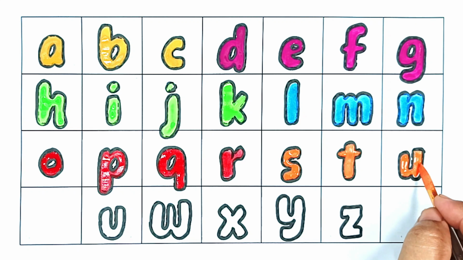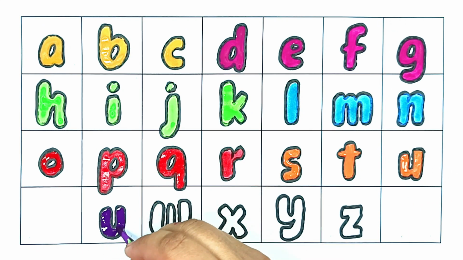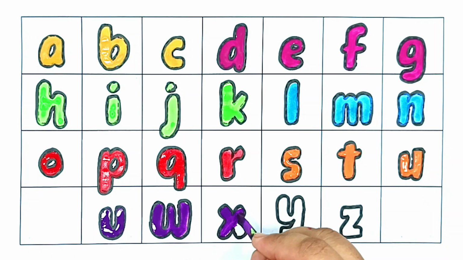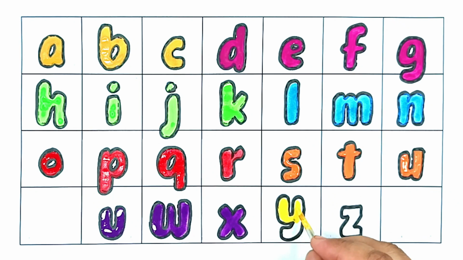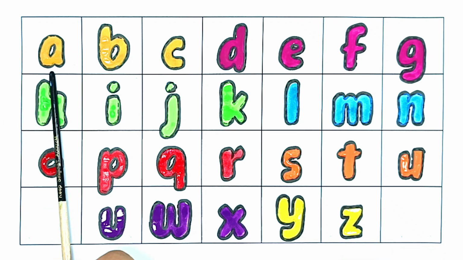U for umbrella, V for van, W for watch, X for xylophone, Y for yacht, Z for zebra.